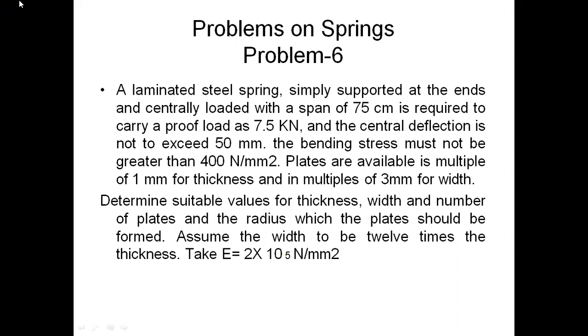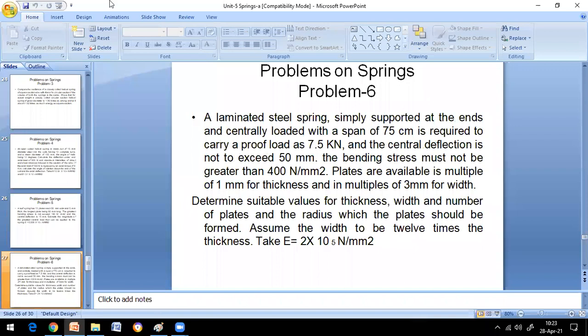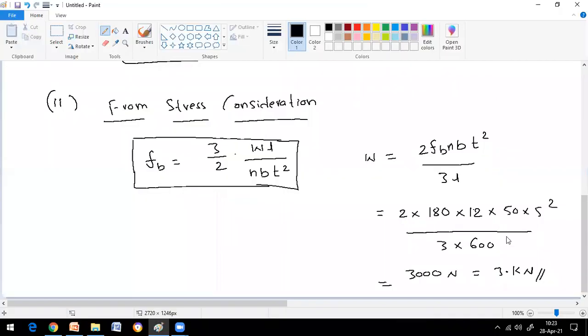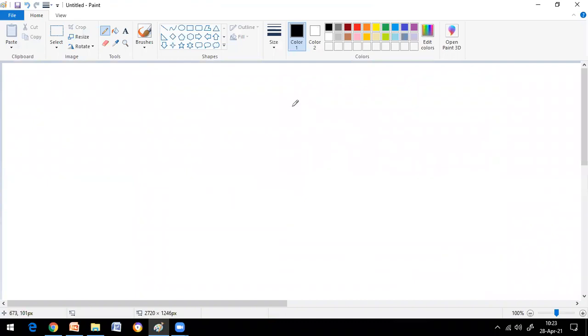Okay, right. So let's do this. Very simple. What have they given? A laminated steel spring simply supported at the ends and centrally loaded with a span of 75 centimeter.